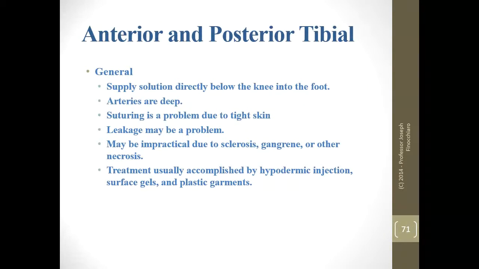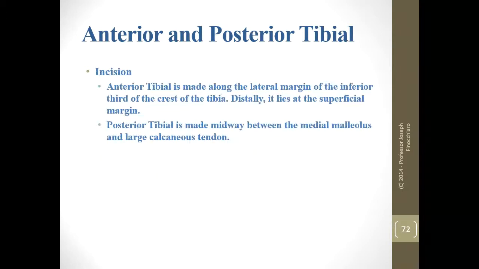The anterior and posterior tibials supply solution directly below the knee into the foot. The arteries are relatively deep. Suturing is a problem because the skin is usually tight. Leakage, as a result, can be an issue. It may be impractical due to sclerosis, gangrene, or other problems. Treatment usually is accomplished by hypodermic injection, surface gels, and plastic garments. Know where the incisions are with the anterior versus the posterior tibial, okay?